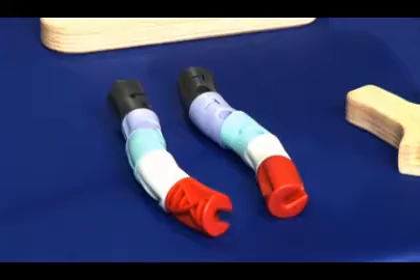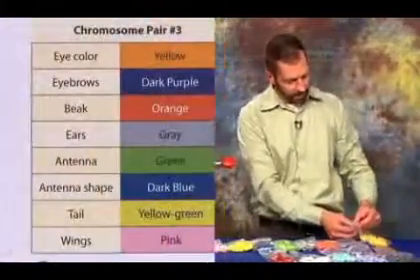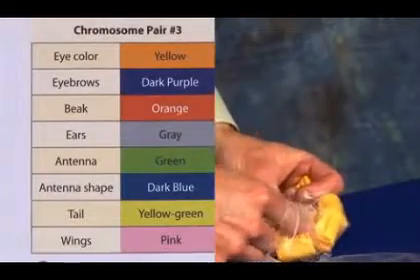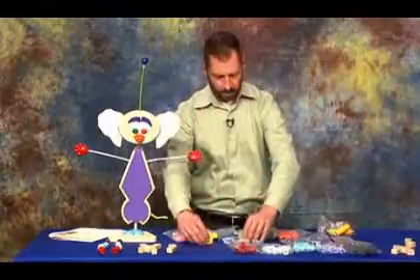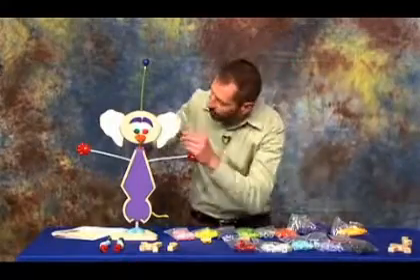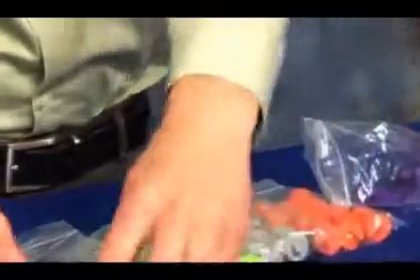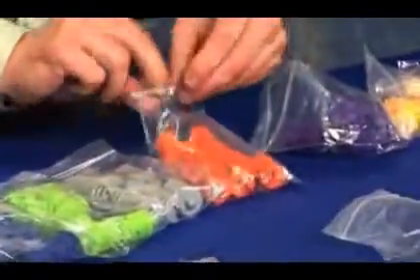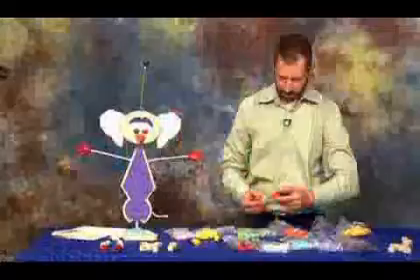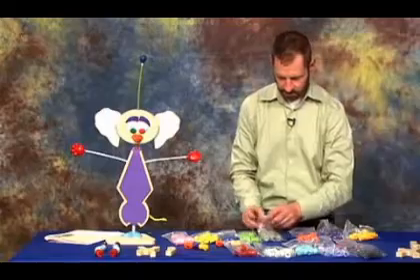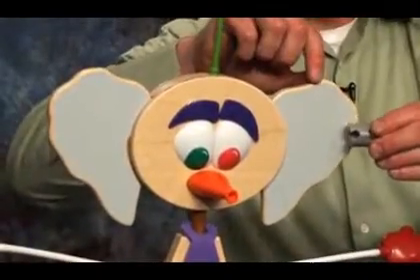Okay, let's build the third. The third has eye color, so yellow is the gene for eye color. So let's grab a little t and a big T. Okay. And then we need purple for eyebrows, dark purple. And you can see they match the eyebrow color. So let's attach those together. And then orange for the beak. Matches. And gray for the ears. As you can see, that's a close match.